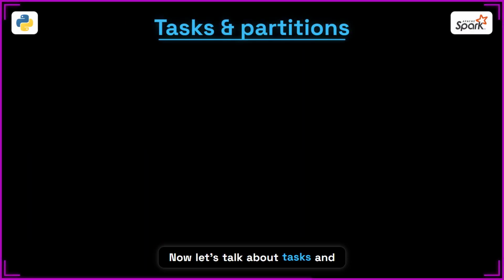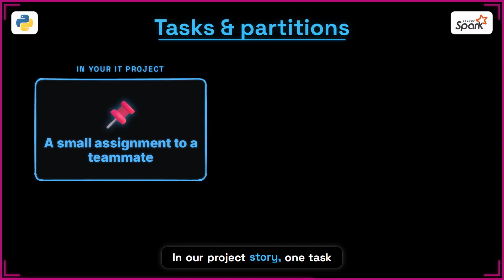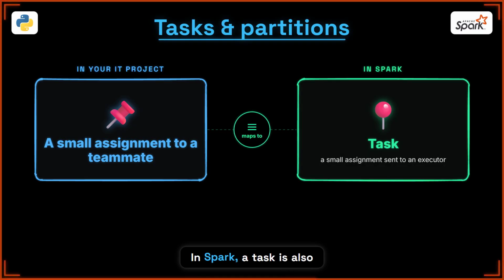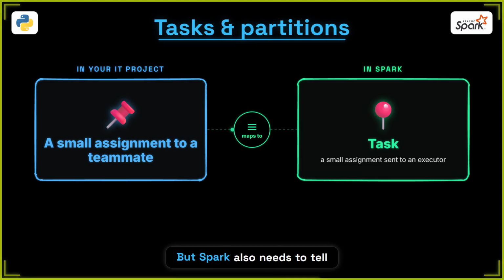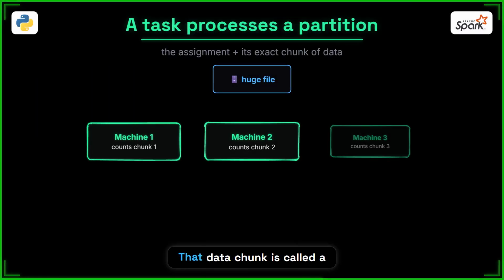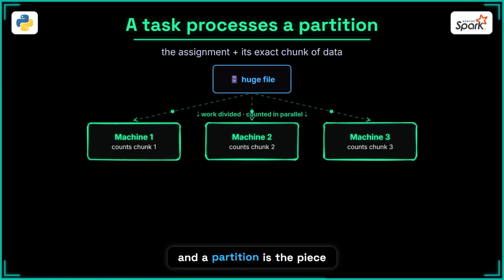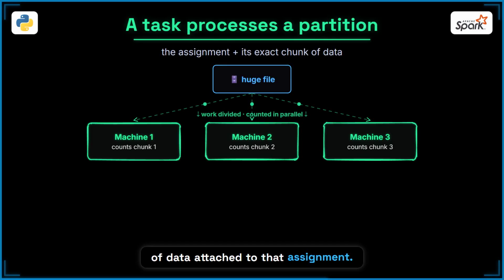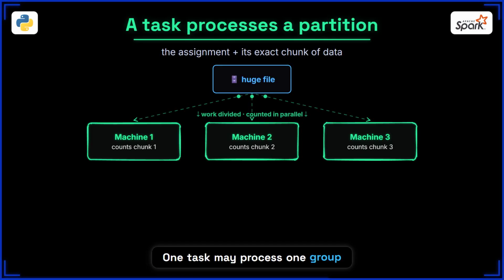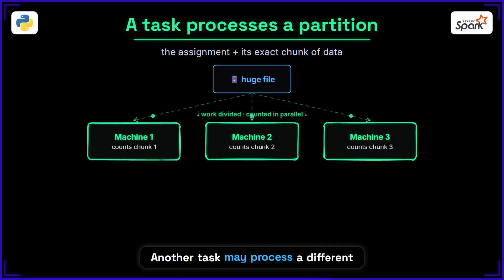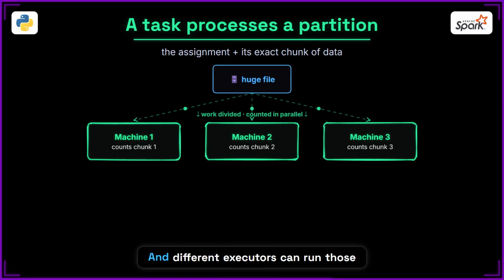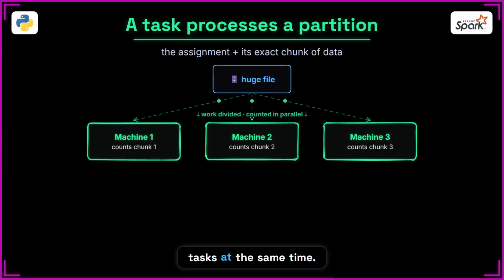Now, let's talk about tasks and partitions. In our project story, one task is one small assignment given to a teammate, right? And in Spark, a task is also a small assignment sent to an executor, which is like a teammate. But Spark also needs to tell the task exactly which data it should process, and that data chunk is called a partition. So, a task is the assignment and a partition is the piece of data attached to that assignment. One task may process one group of review files and another task may process a different group of review files, and different executors can run those tasks at the same time.